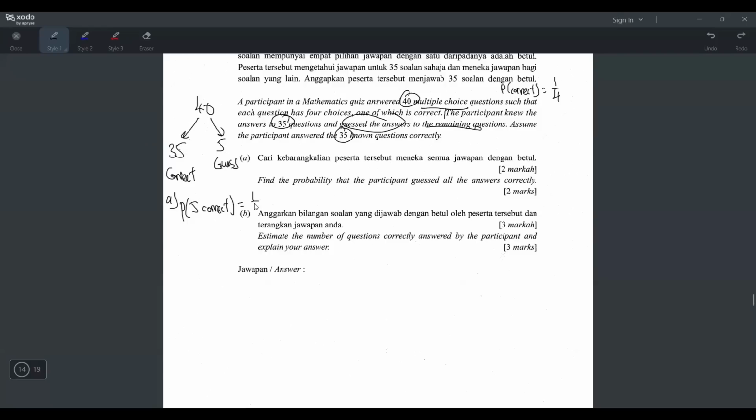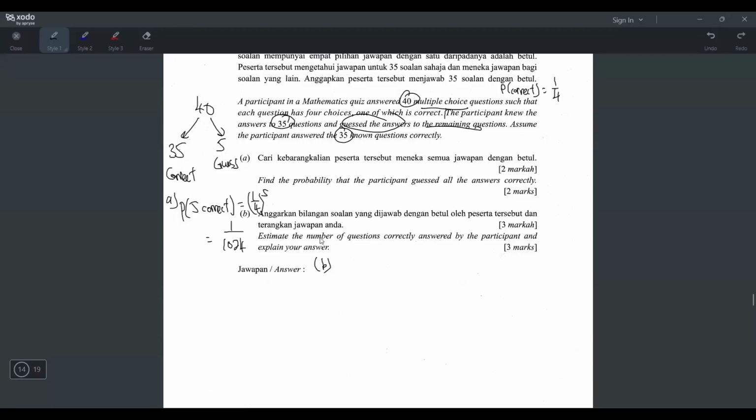But what is the probability that he guessed all these five correct? It will be 1/4 times 1/4 times 1/4 five times. So you can just take 1/4 power 5. It'll be faster, right? You know why, right? Why power 5, right? Because got five question ma. So it's like 1/4 times 1/4 times lah. Okay, so the answer is 1/1024. So this is the answer for A.